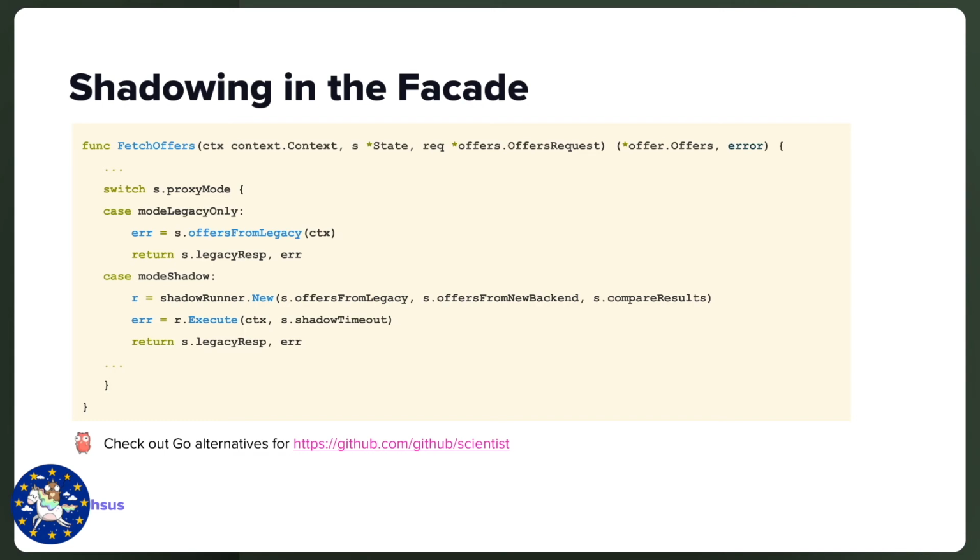So even if you don't want to write the shadow package on your own, there is a library that was open sourced by GitHub. It's a Ruby library called Scientist, but there are Go alternatives for it as well. So you can check them out and you can use them if you want to do shadowing and you want to compare responses between two methods or two backends.